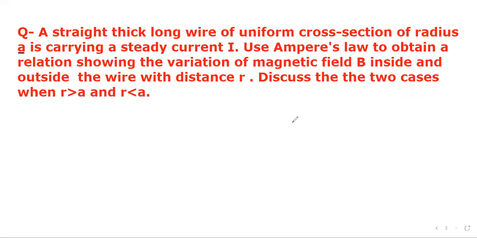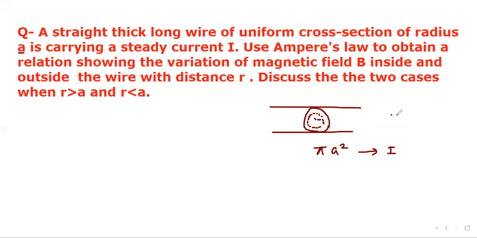So let's consider, suppose this is the wire and current is distributed throughout the volume. So we can say in pi A square area, current is I. So if we consider a small circle of radius small r, the case is when r is less than A. In that case the current enclosed by this small loop will be, suppose, I dash, and I dash will be equal to I divided by pi A square times pi r square.